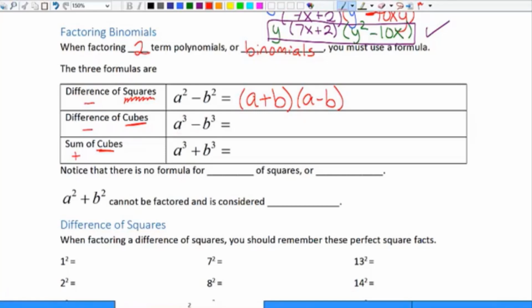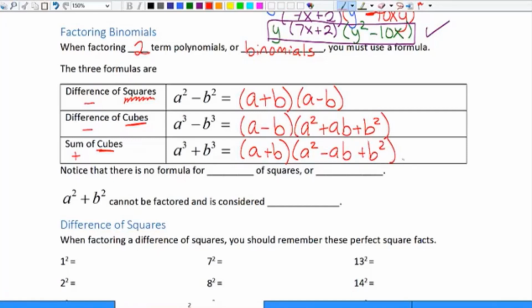The next one is difference of cubes. We're going to be talking about it a little bit later. It factors into a minus b times a squared plus ab plus b squared. And a cubed plus b cubed factors into a plus b, a squared minus ab plus b squared. You will need to memorize all three of these formulas, but I will show you some shortcuts to memorize those.